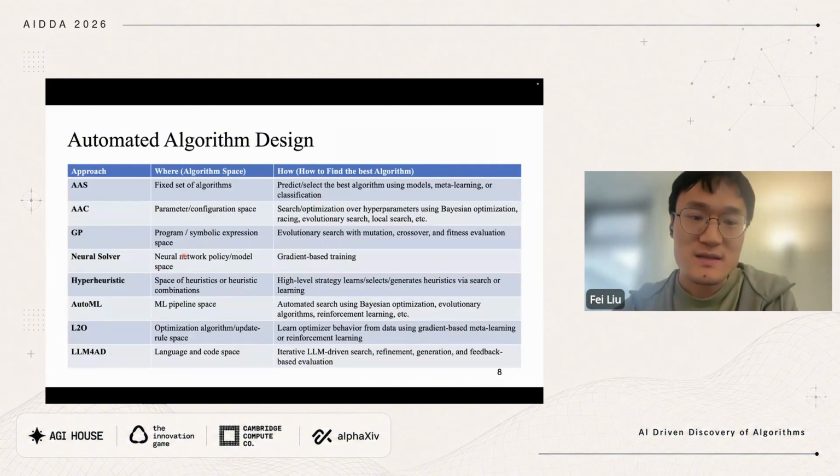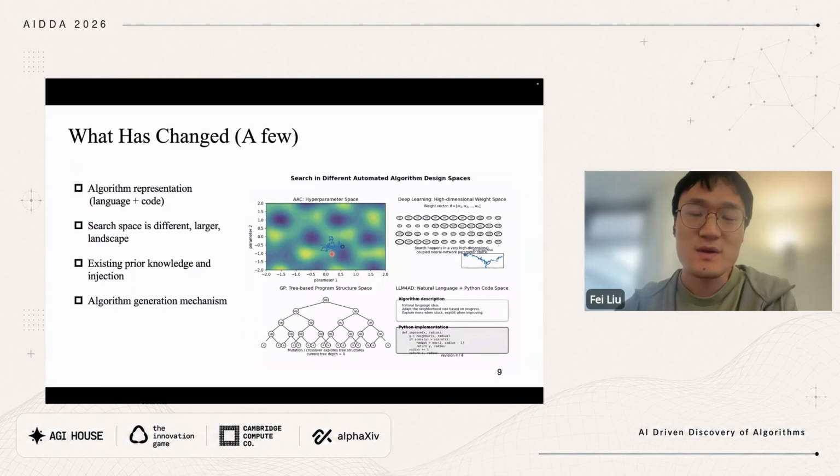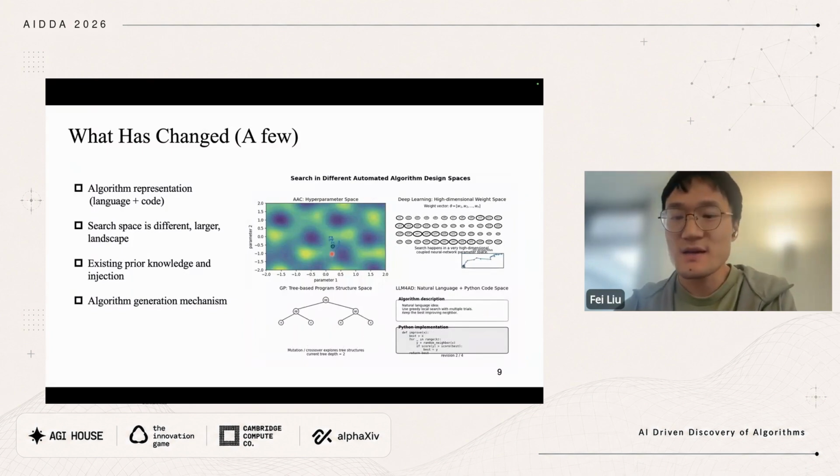There are two aspects. One is what the algorithm space is, and how to find the optimized algorithms. Some approaches search on a continuous space, like parameters. Some approaches directly generate algorithm code. So when we look back, what has changed? A few things have changed: the algorithm space has changed, the representation has changed, and we have priors, so with LLMs we can directly generate the code and the algorithm concepts.